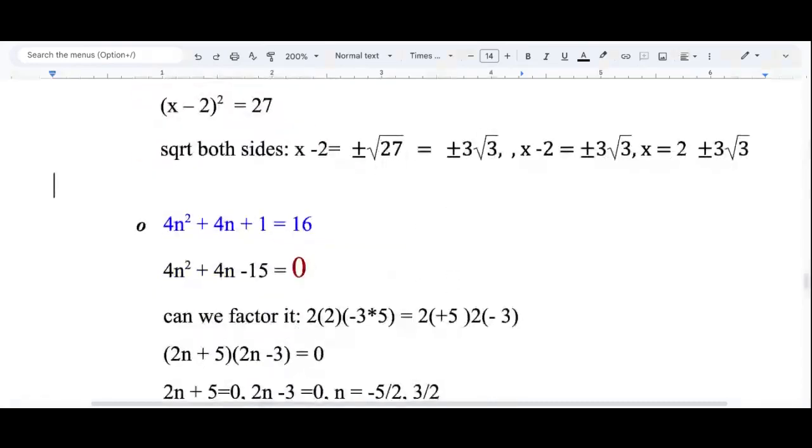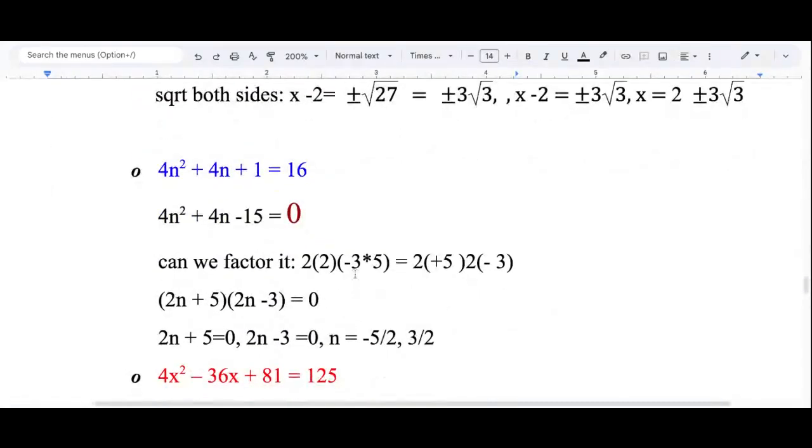Okay, let's keep going. So let's see this one. We have 3 terms on one side, 1 term on the other side. What do we do? We move 16 to the other side. We have this 0 term. Right? Then 1 minus 16, that's negative 15. Now we want to put this in a factor form if we could. Right? If not, we use quadratic formula.